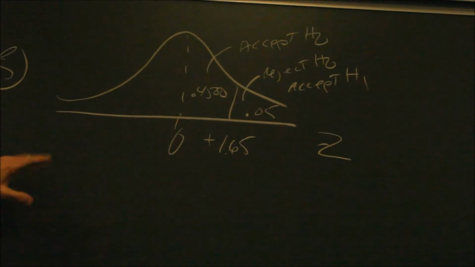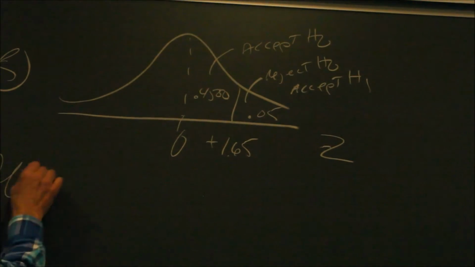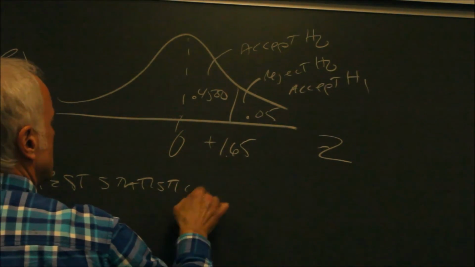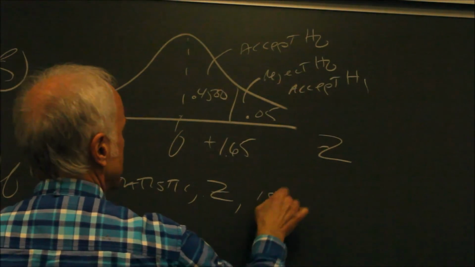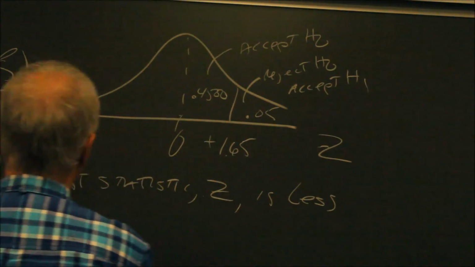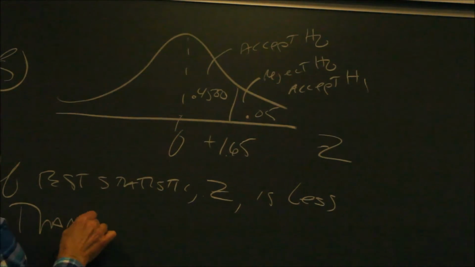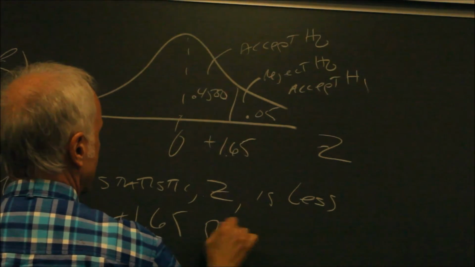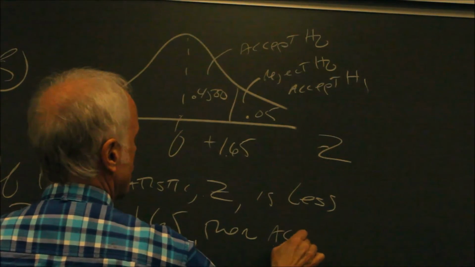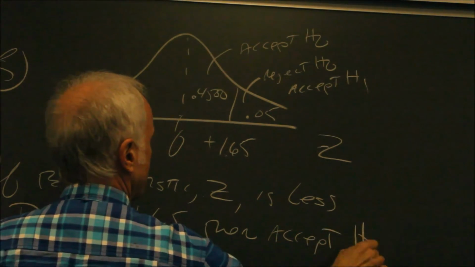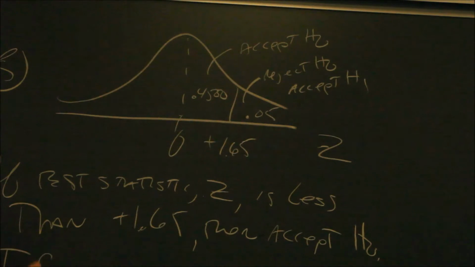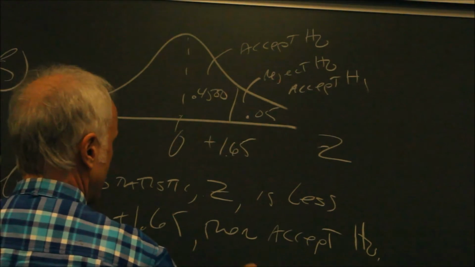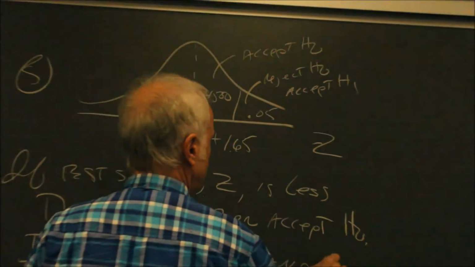And what does this decision rule say? It says if the test statistic Z is less than plus 1.65, then what do we do? We accept H0. If not, reject H0 and accept H1.